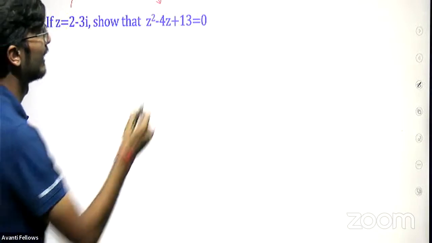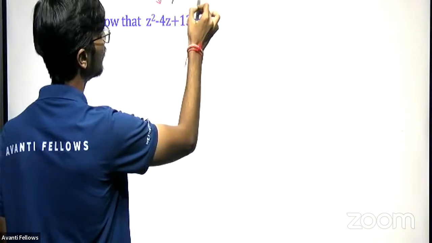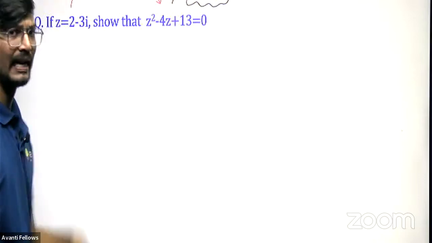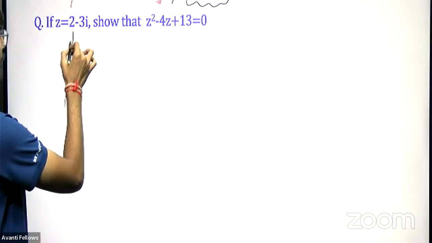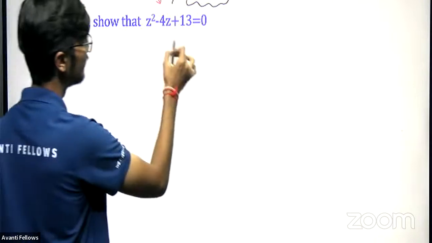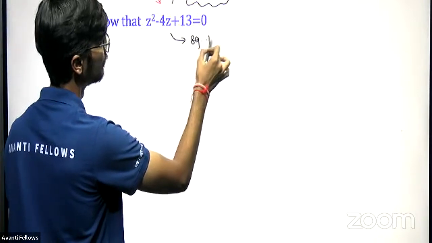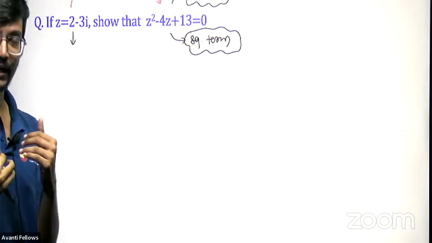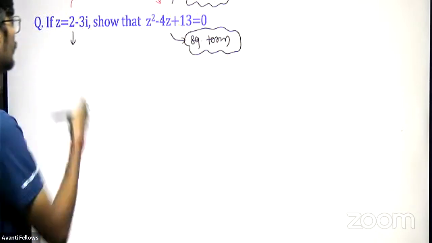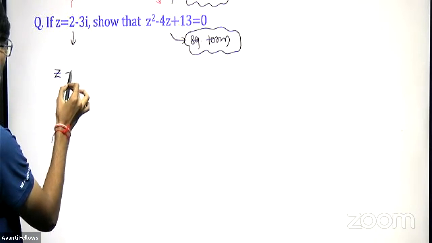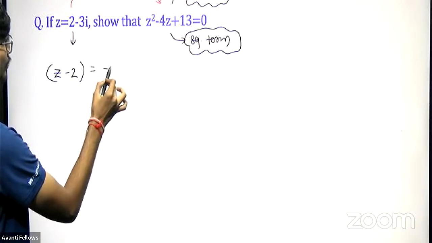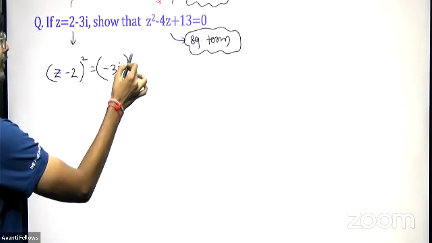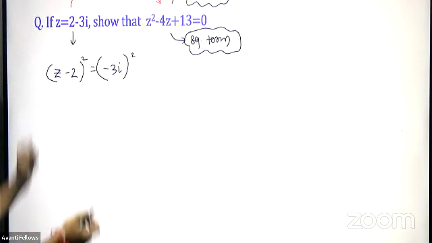Basically, we don't want i. Here, there is no i in what we have to prove. That means I don't want i, so there should not be i. And here, there is a square term. So I need to square and I don't need i. So I'll write this equation as z minus 2 equals minus 3i and then square it. So hence proved, you just have to open the bracket.